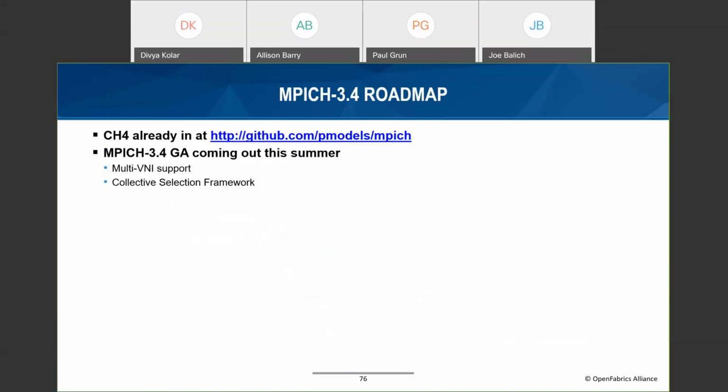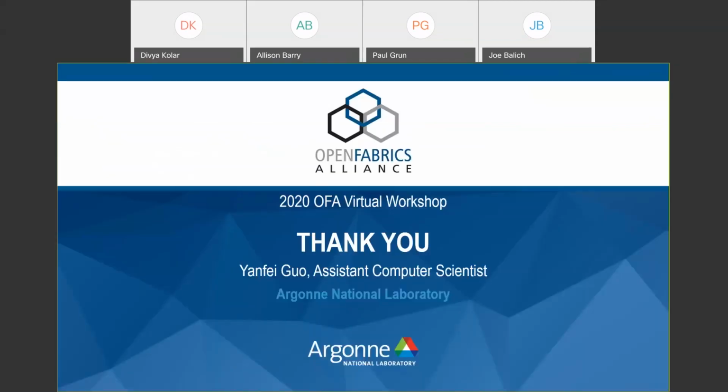So that is roughly the major feature set that we're going to introduce in MPICH 3.4. The GA release is going to come out this summer. Right now the multi-VNI and collectives are already merged in there. The only big piece that still needs some work is the GPU support, but we should be able to make the release on time. I think that's all the slides I have. Thanks everyone. I can take questions. No?